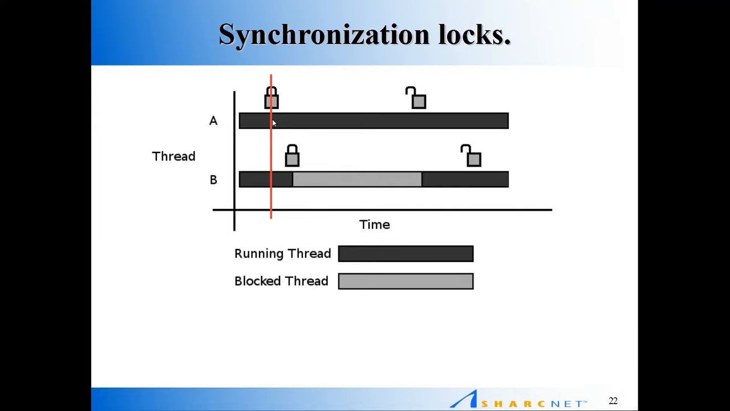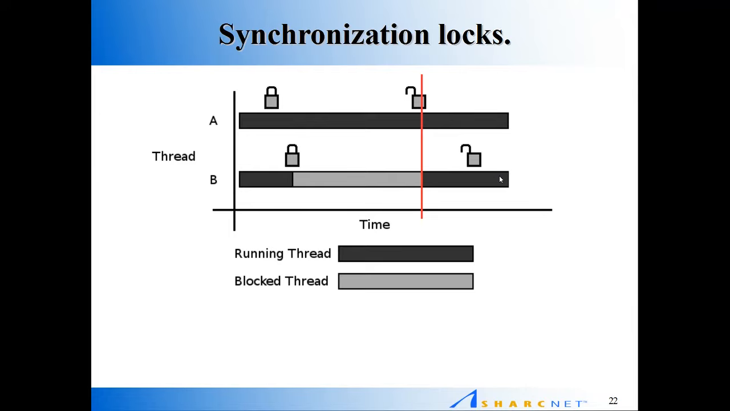However, eventually, thread B is going to want this lock, but thread A has it. Thread A is currently running the critical code section. Thread B will now block, meaning it's not running, until such time as thread A relinquishes the lock. So now, thread B will continue running and be allowed to run the critical code section. Thread A will go about its business that's not in the critical code section.